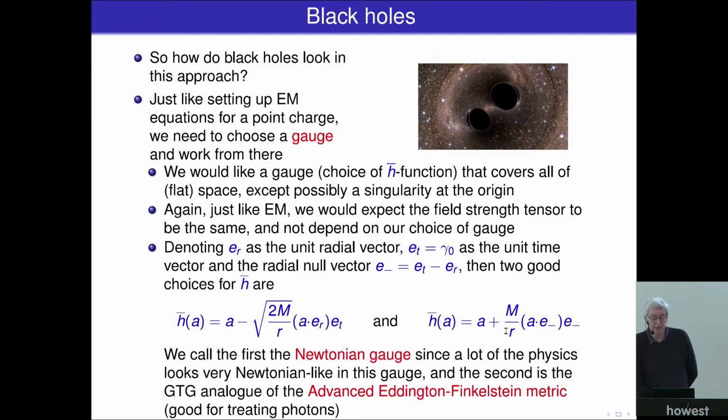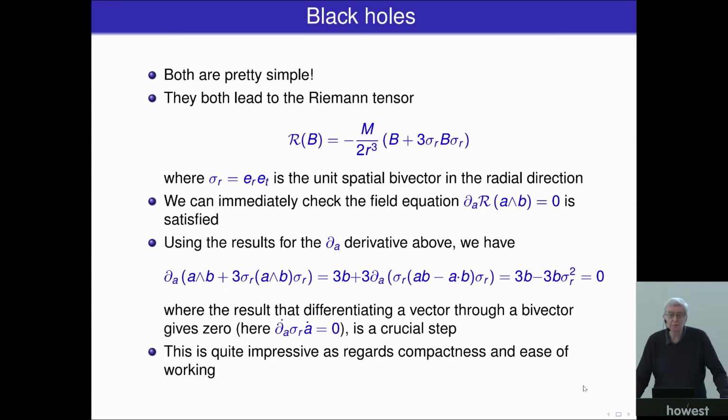And then there's another type. I wanted 2 gauges so I can show you they lead to the same Riemann tensor. a plus m over r, a dot e minus e minus. This is the gauge theory gravity analog of the advanced Eddington-Finkelstein metric, and is very good for treating the paths of null things like photons. If you work out the Riemann tensor from those, they both give this form here.